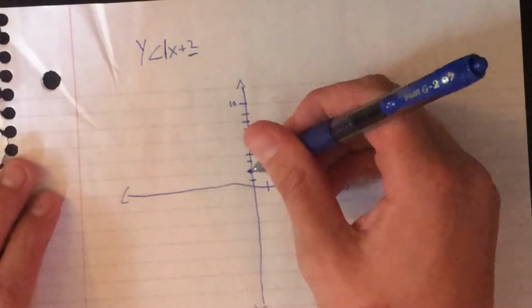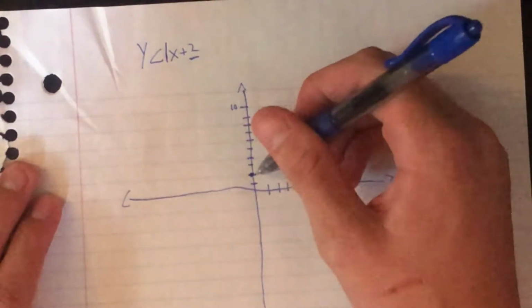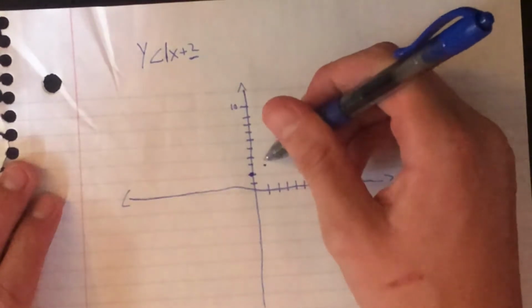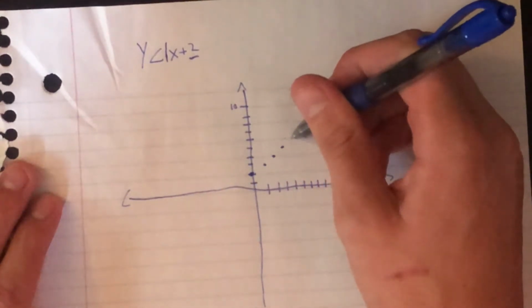plot a point here, and then we're going to follow the same rules that we usually do when graphing an equation. We're going to go up 1 over 1, up 1 over 1, up 1 over 1, and so forth.